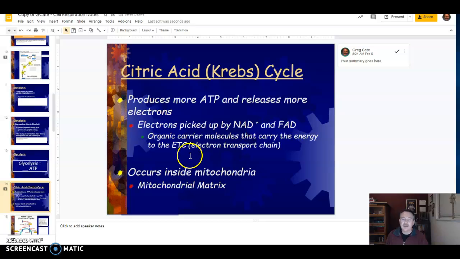And the last slide on this video is a summary slide. Read down through this thing. You're going to create your summary here on the right, or again, you can put it at the bottom. This thing here is talking about produces more ATP and releases more electrons. All of this stuff is picked up by the NAD pluses and the FADs, which are your energy carriers that are going to take all of that energy and ship it to the ETC, which is where it's going to be really used to its fullest to make all kinds of ATP.